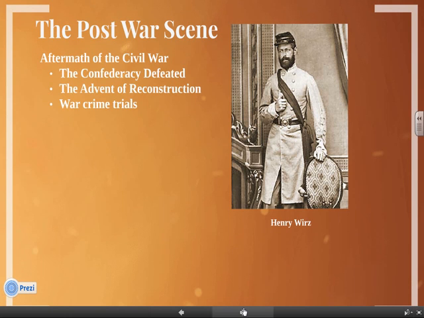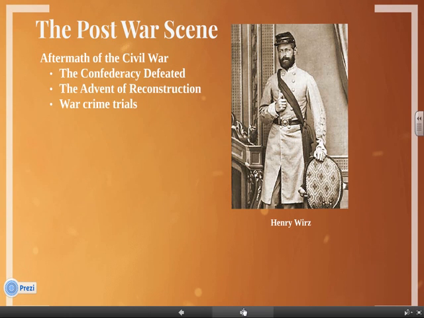Only one person is going to be charged with war crimes. It is Major Henry Wirz, W-I-R-Z. Henry Wirz is tried, convicted, and executed for war crimes. What this means is he did something that violated the rules of war. And one of the major rules of war when dealing with captured prisoners is that they, as prisoners of war, be treated as humanely as possible.